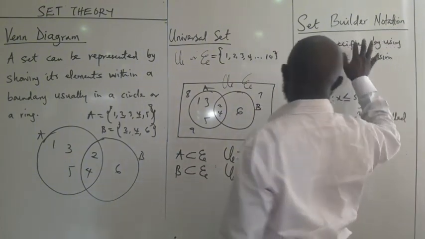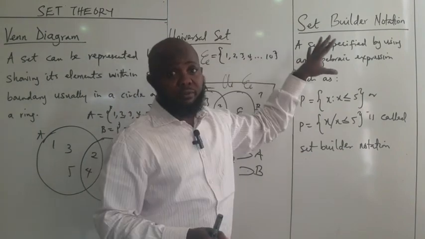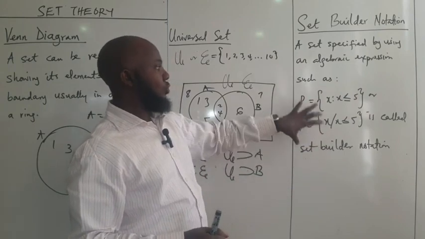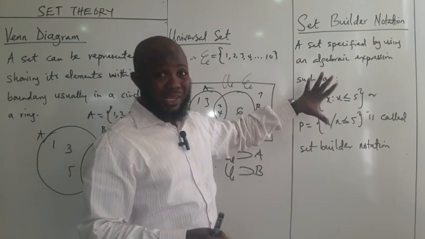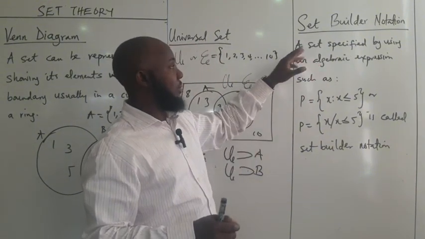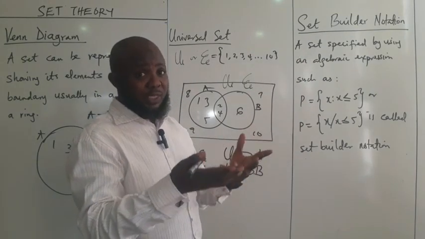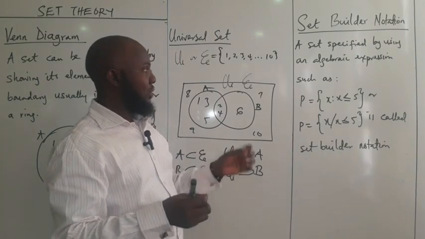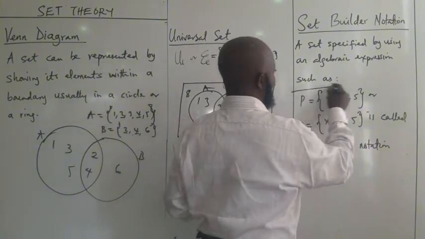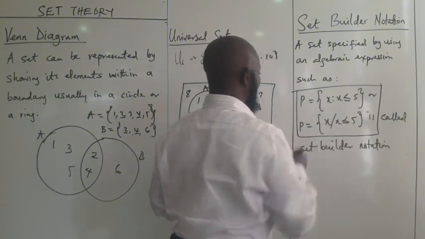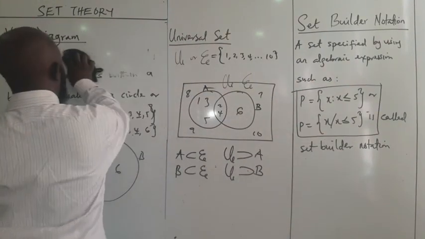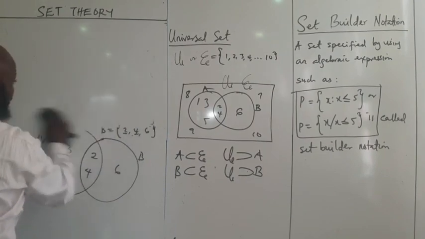Then we want to look at set builder notation. You see this aspect is very, very important. You need to pay attention here, because by the time we start solving problems, you'll be seeing something strange here. That's what I want to explain under set builder notation. When you have a set that is specified by using an algebraic expression, something like this, this is what we call set builder notation. So when a set is written this way, what does it mean? That's what we want to look at.